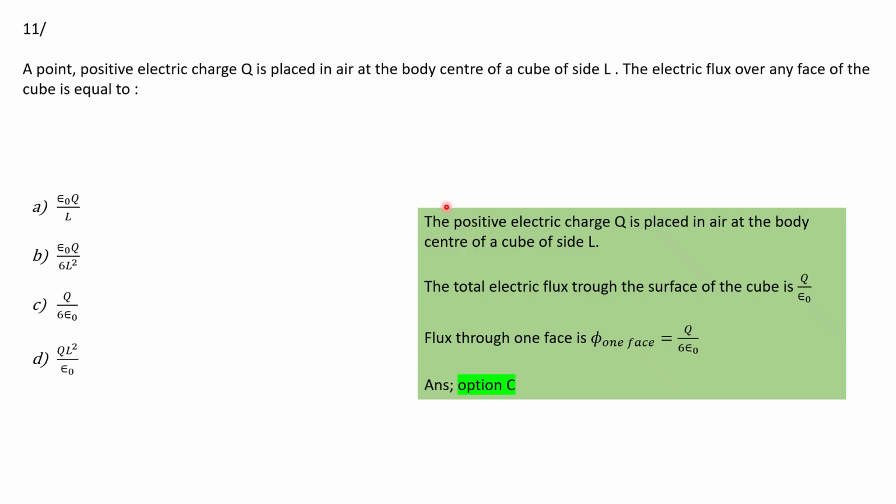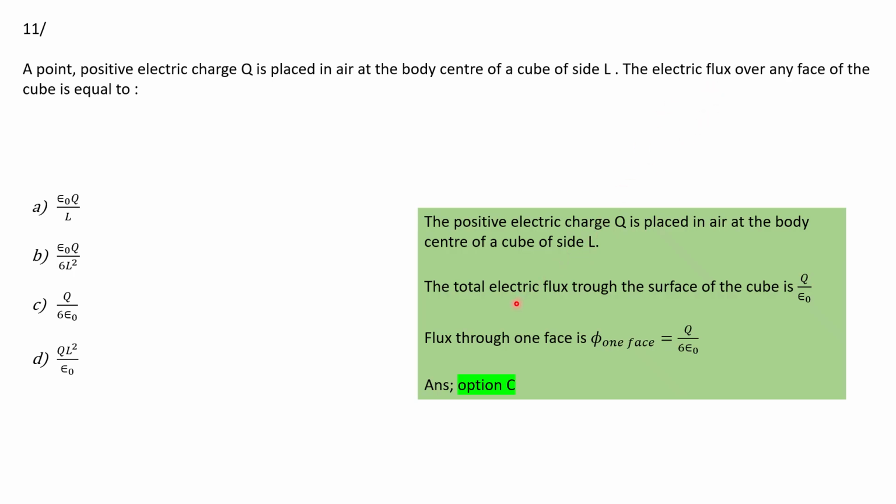And here our solution: the positive electric charge Q is placed in air at the body center of the cube of size L. That is, we have a cube which has side L and a positive electric charge, that is plus Q, placed just at the center. ओके, लाइक हमारे पास एक क्यूब है जिसका साइड L है और बीचों बीच में हमने एक प्लस Q चार्ज रख रखा है. तो यहाँ पे पूछा क्या है, what will be the electric flux?